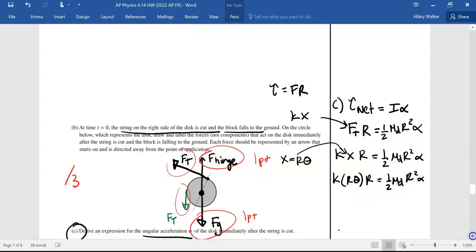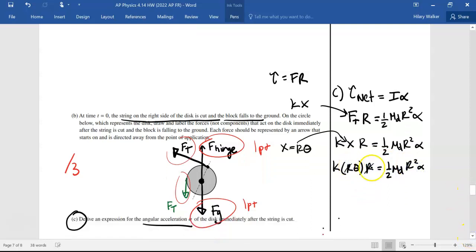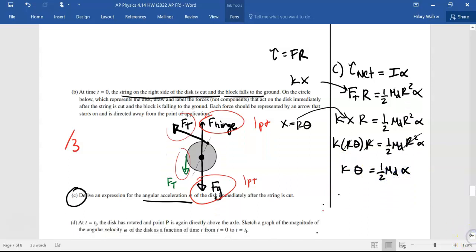So let's go ahead and simplify this. Two R's on this side will cancel with the R squared right there. So we got K theta equals 1/2 Md alpha. Let's go ahead and solve for alpha. So this is going to be 2K theta divided by Md equals alpha. There we go.